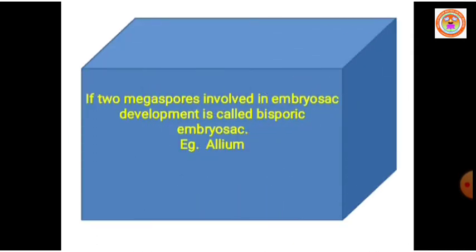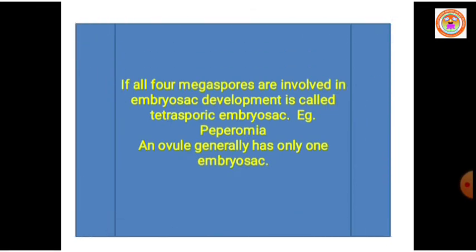Sometimes 2 megaspores are involved in embryo sac development. Hence it is called bisporic embryo sac. Example, Allium. When all the megaspores are involved in embryo sac development, it is called a tetrasporic embryo sac. It is found in Peperomia.